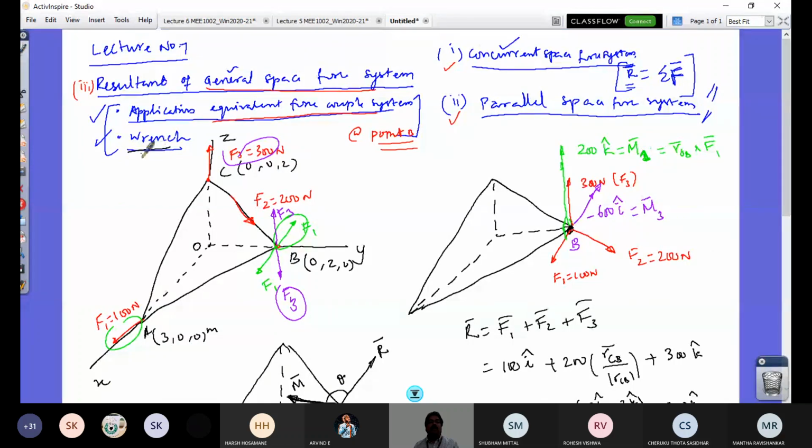Is this concept of wrench. So wrench is a vector, which is a force vector and couple vector, which is represented in a collinear fashion. So look at the moment vector. How do you get it? You get a force vector's moment about a point. When you take it, you get a moment vector perpendicular to the plane containing the force vector and the position vector.